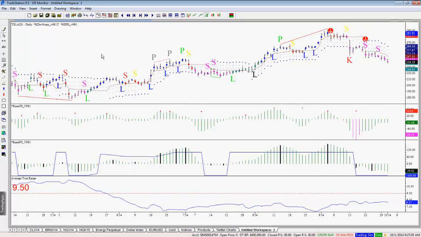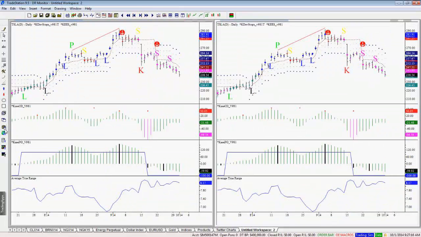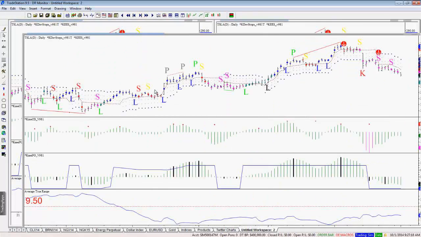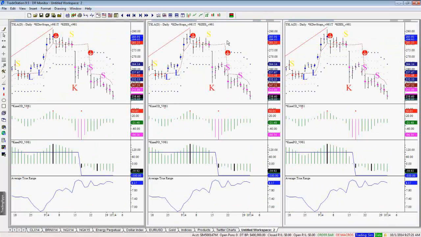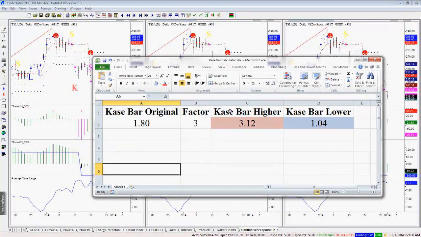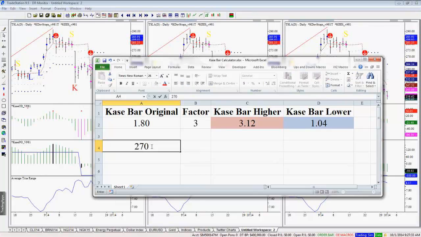Now, if I want to use a Kase bar chart, let me copy my window here, and I'm going to set up 2 lower time frames, or 2 lower bar lengths. So we'll have our daily, which is our normal monitor, and then 2 lower than that. Now I set up a quick little spreadsheet this morning just to kind of cheat this out. If we're looking at the 270, 90, 30, we're just dividing by 3, or multiplying by 3. That's pretty easy.